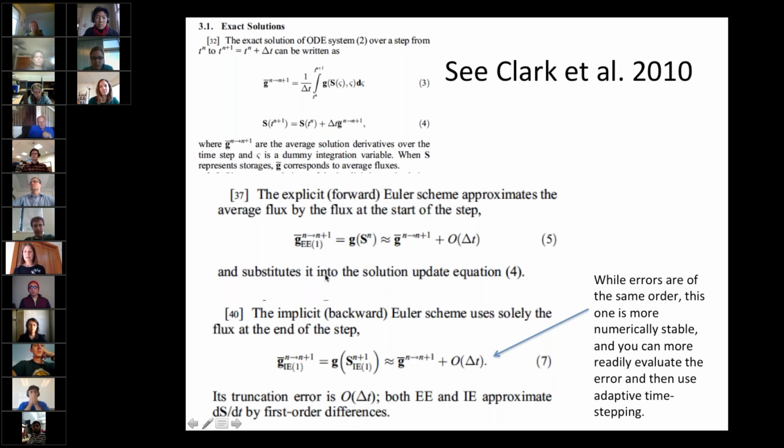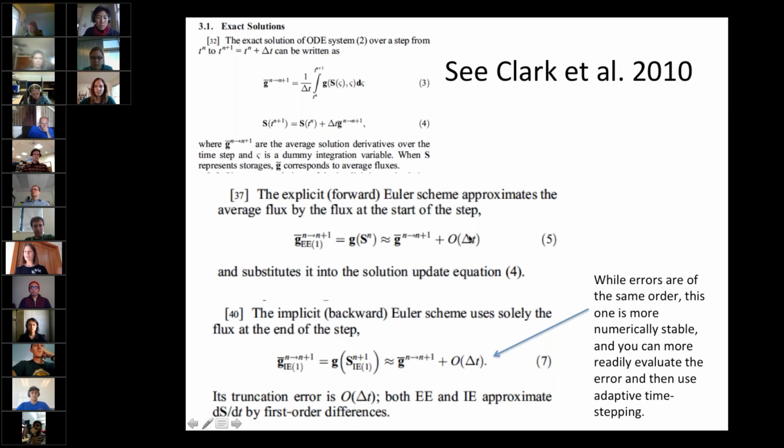So basically, your change from n to n plus 1 is a function of your states at n. Makes sense? Now, the implicit or backward Euler scheme uses solely the flux at the end of the time step. So it calculates, okay, if something changes, how much water do we have at the end of the time step? And then it uses that to calculate the flux over the prior time step. Both of these, you'll see this O(delta t) at the end.